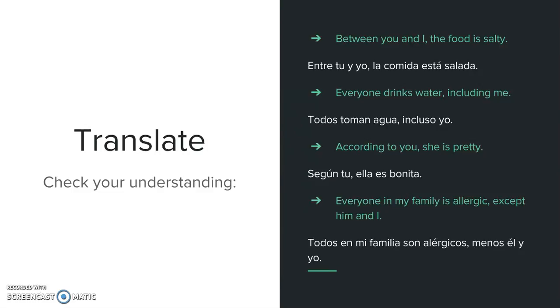Between you and I, the food is salty. Entre tú y yo, la comida está salada. Everyone drinks water, including me. Todos toman agua o beben agua. Beben is okay too. Incluso yo. According to you, she is pretty. Según tú, ella es bonita. Everyone in my family is allergic, except for him and I. Todos en mi familia son alérgicos, menos él y yo.